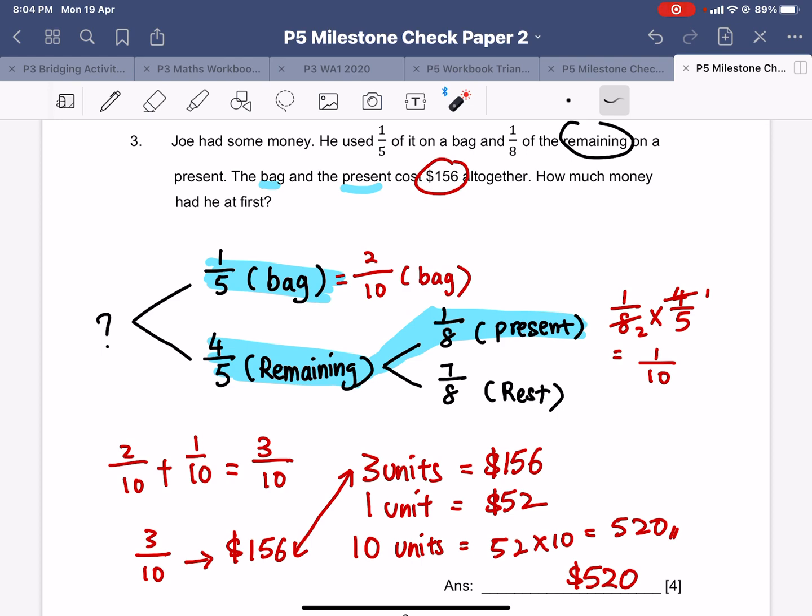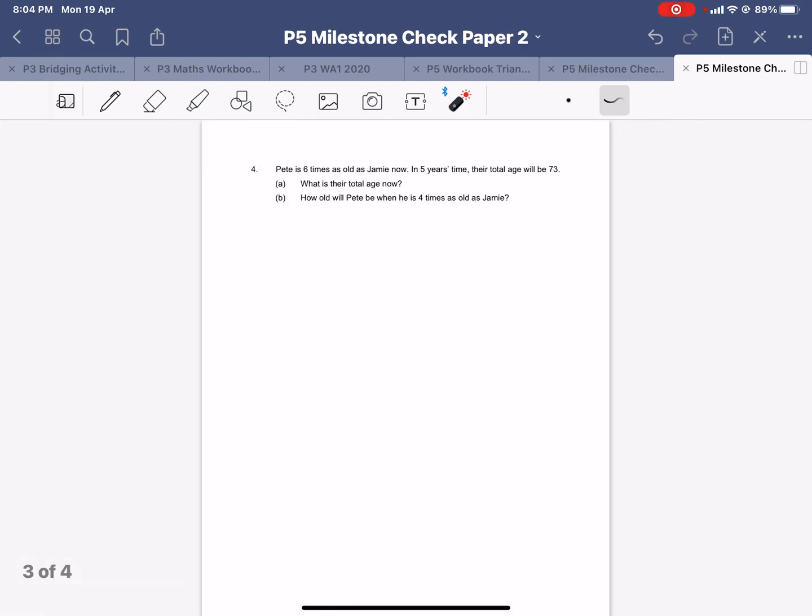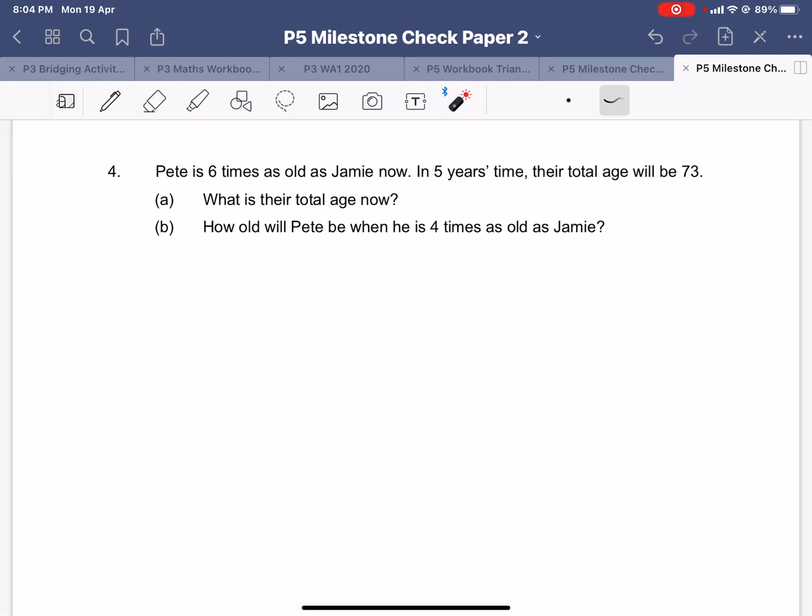Okay, question number 4. Now, question number 4, we kind of covered it in our MSP. So what is going to happen is when it comes to age, something very special about age is that the difference will never change. If I'm 20 years older than you, I will forever be 20 years older than you, no matter how much time flies. Okay, so let's take a look.